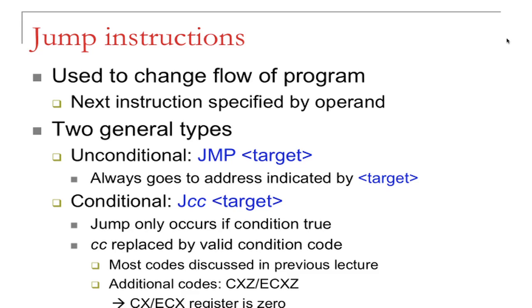There are two general types of branch instructions: unconditional and conditional. For unconditional, it's JMP with a target. Target could take different formats, and this unconditional jump instruction always goes to the address indicated by the target. On the other hand, conditional jump instructions, or Jcc, take one operand, the target, and the jump only occurs if the condition is true. Note here this lowercase cc is one of the condition codes. So you're going to replace the cc with a valid condition code.